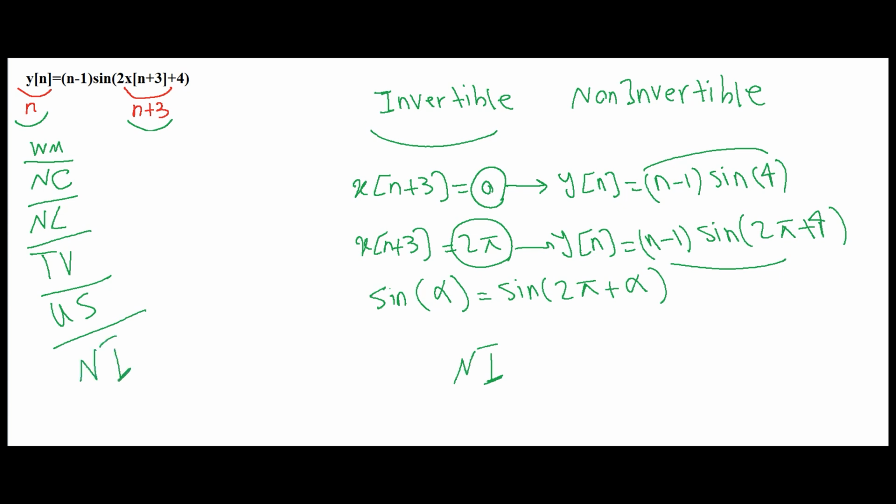In this example, we examined 6 system properties: memoryless or with memory, causal or non-causal, linear or non-linear, time invariant or time variant, stable or unstable, invertible or not invertible.